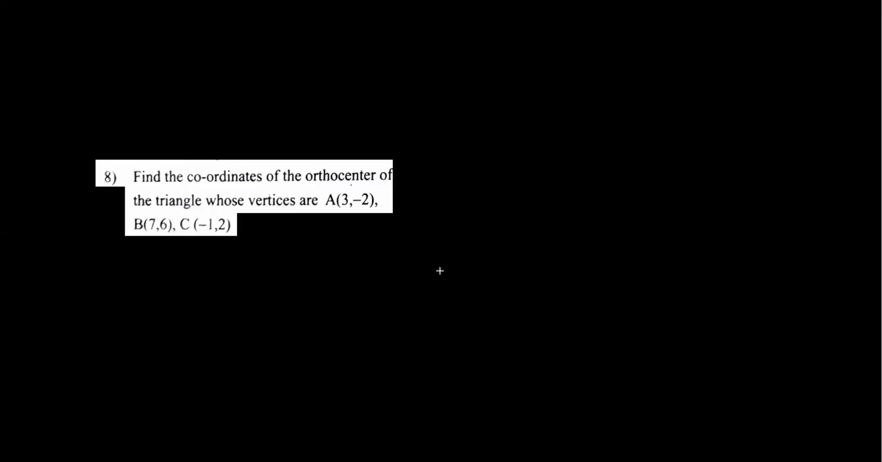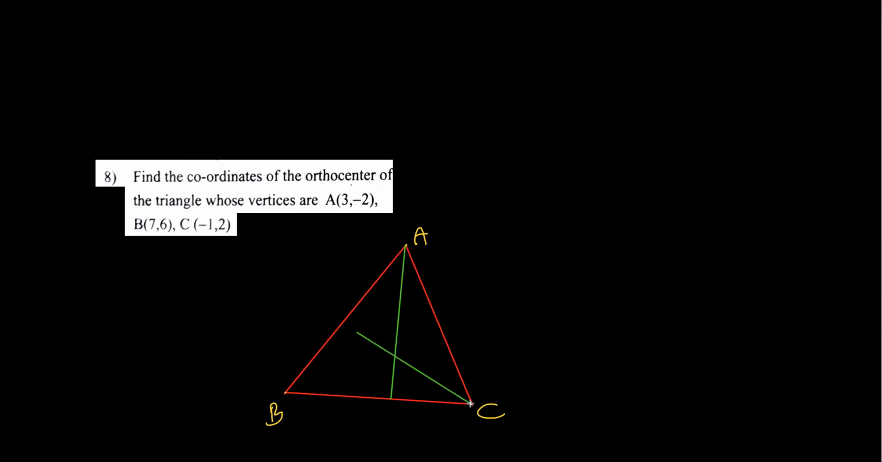What is the orthocenter of a triangle, my dear students? We have already done this. The orthocenter of a triangle is the point of intersection of the altitudes of the triangle. So this is triangle ABC, with vertex A, vertex B, vertex C. From these three, you will draw the altitudes. From point A, you draw the perpendicular. Then from point C, you draw the perpendicular.